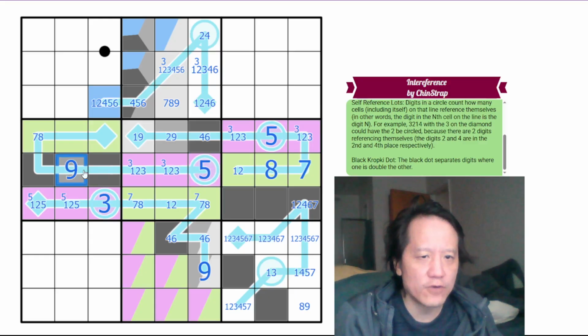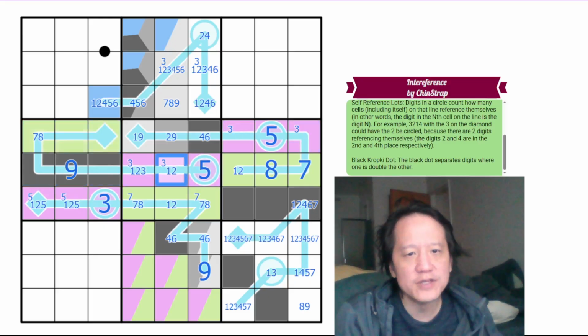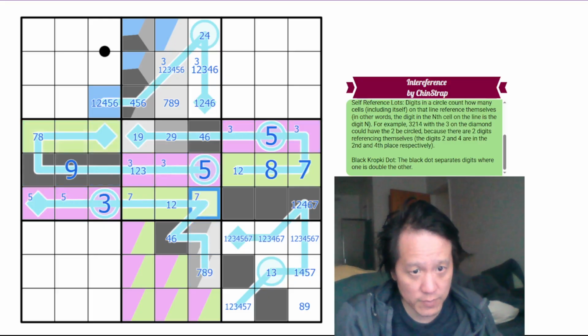9 and 5 are already pointing to each other. We have 2 here, guaranteed to be not pointing to itself, so they must match with these 2. So that's 6 already in this index line. So no, this does not work then.